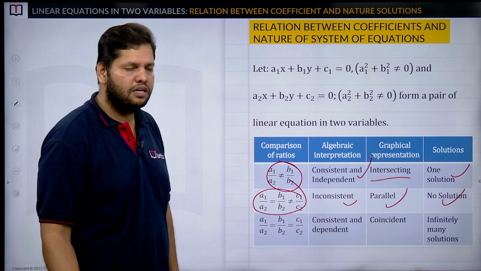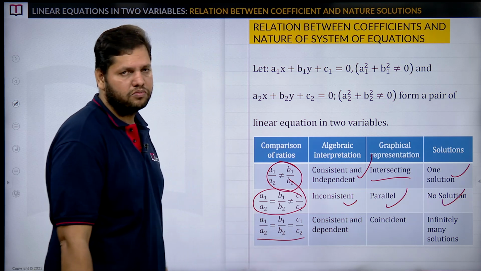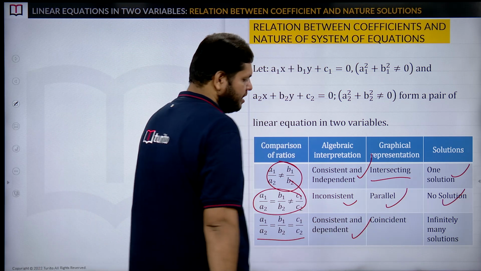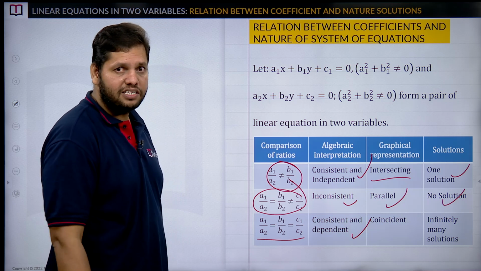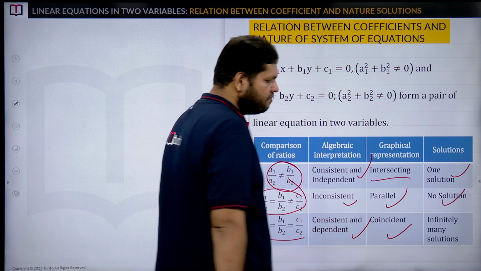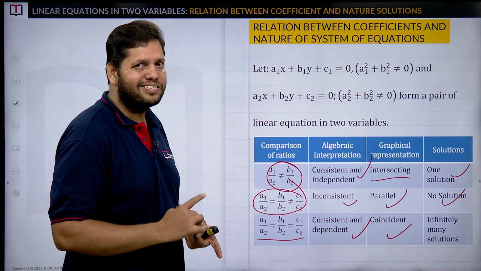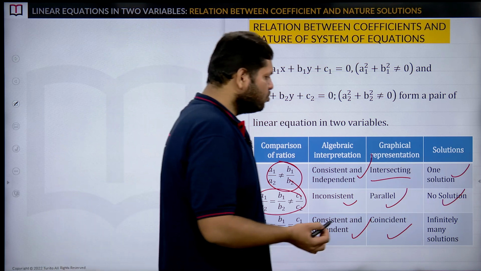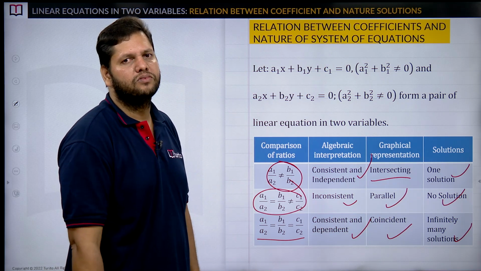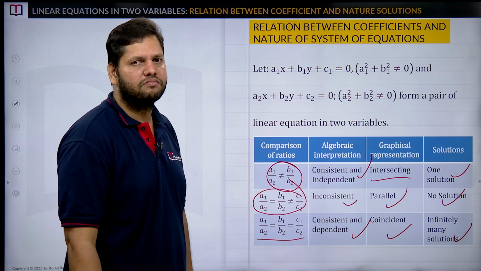And third case, A1 by A2 is equal to B1 by B2 is equal to C1 by C2. Then what we can say, children? We can say consistent but dependent. Here the lines are what, children? We can say coincident lines. So one line is what? Lying on another line. So we can say coincide. And what is the solution here, children? We can say infinitely many solutions.